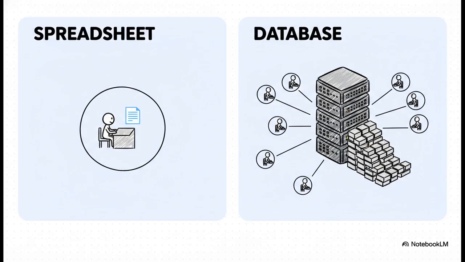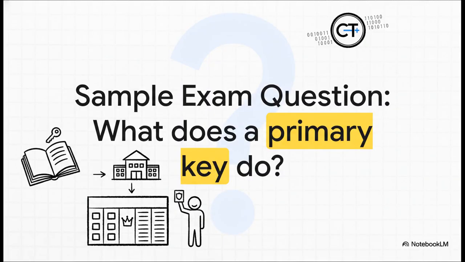Okay, pop quiz time. This is exactly the kind of question you're going to see. What does a primary key do? A, speeds up the internet. B, connects two tables. C, uniquely identifies each row. Or D, prints reports. Think back to that unique student ID number we just talked about.